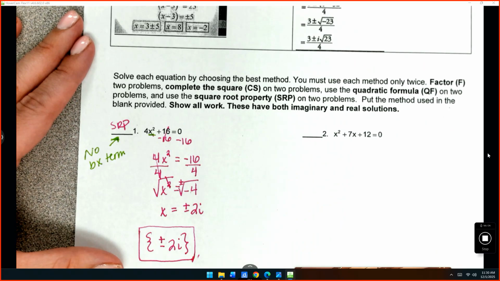So then we just figure this out. This is x and x. This is plus 3 up here. This is plus 4 here. So our factors are x plus 3 times x plus 4 equals 0.